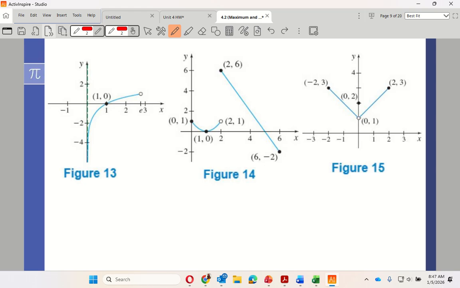All right, figure 13. Domain is from parentheses 0, e. Is it continuous? I don't see anywhere that's not.